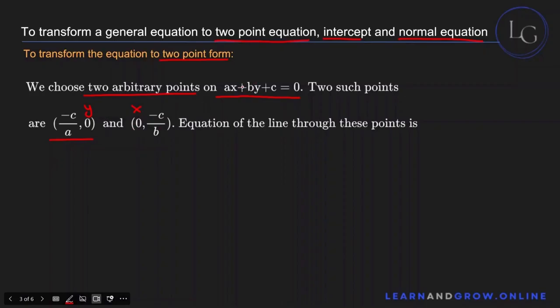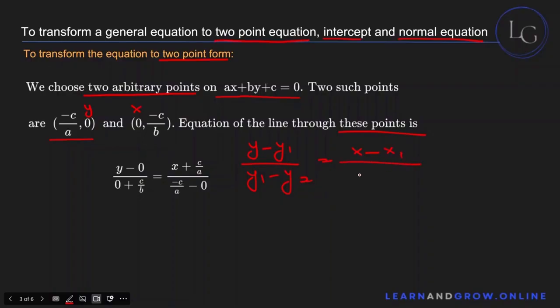You can find these out by just rearranging this equation. And the equation of the line through these points is this, right? You know that the general way to write the two-point form is (y minus y1) over (y1 minus y2) is equal to (x minus x1) over (x1 minus x2).